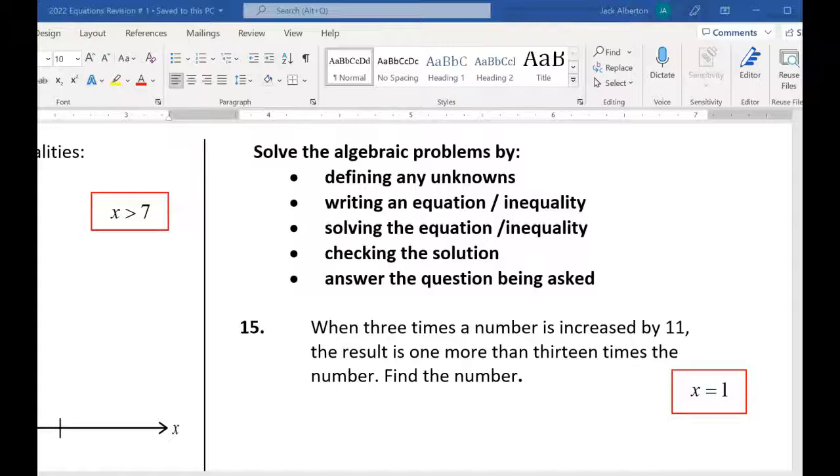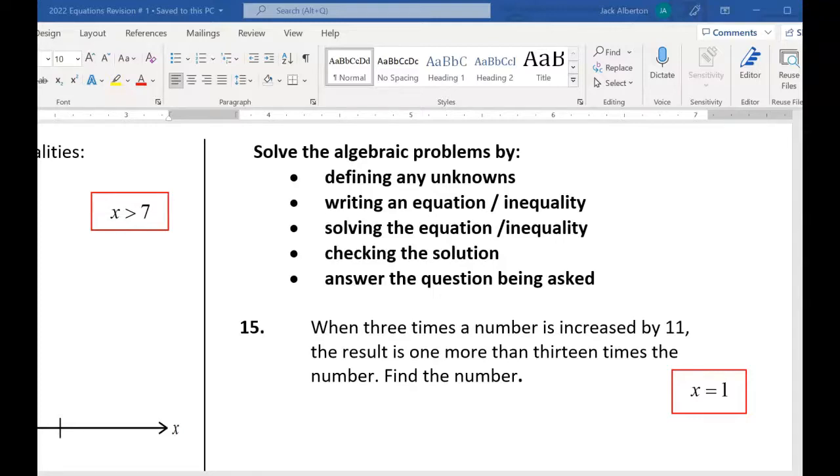In these problem solving questions, there's a number of steps we need to follow. So we first need to define any unknown variables. Then we need to either write an equation or an inequality depending on the question. Then we need to solve the equation or the inequality. Then we can check the solution and then finally answer the question being asked. So let's begin with question 15.